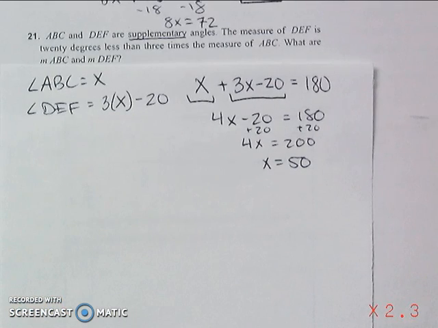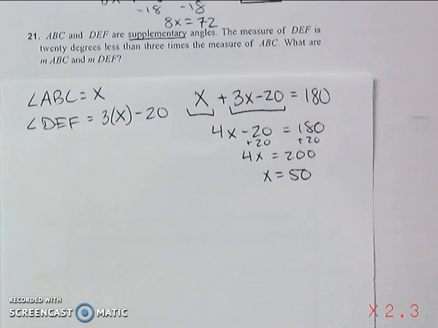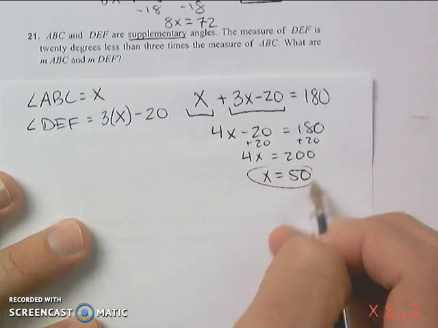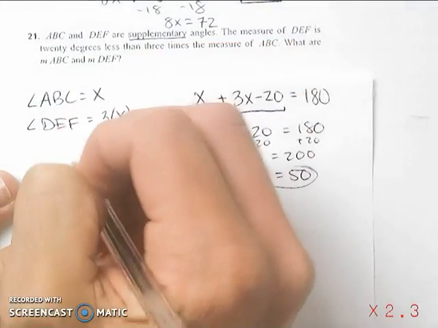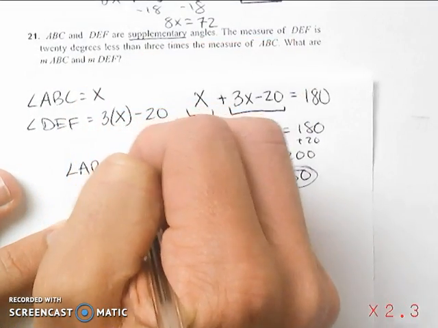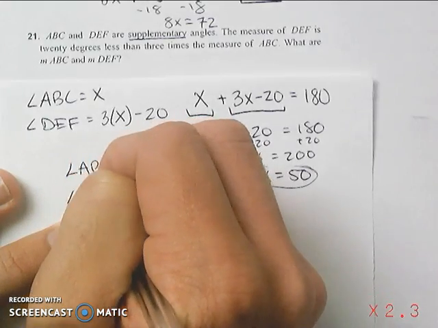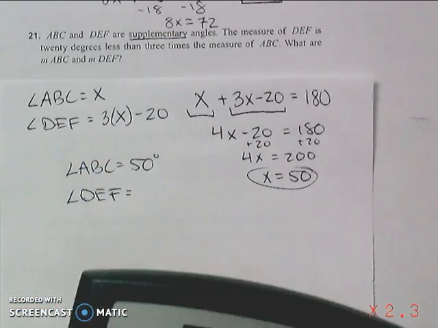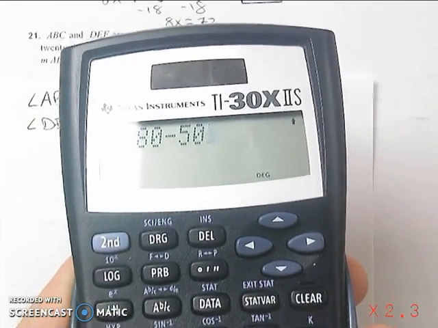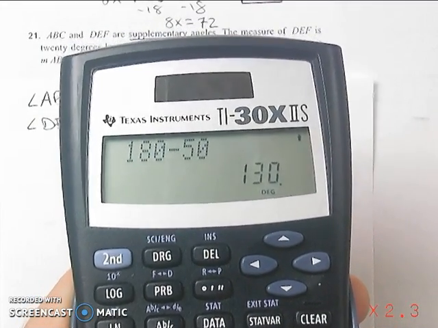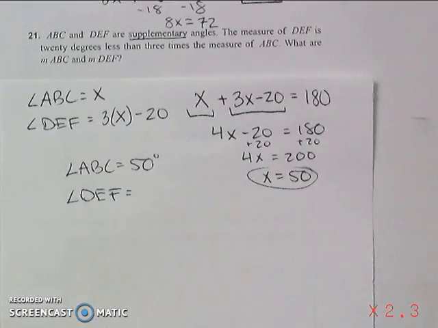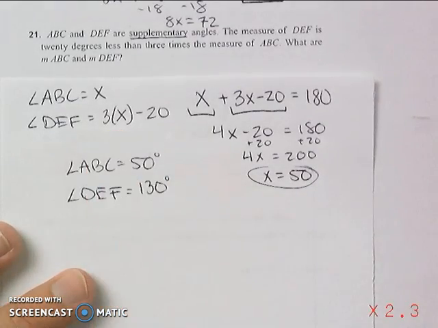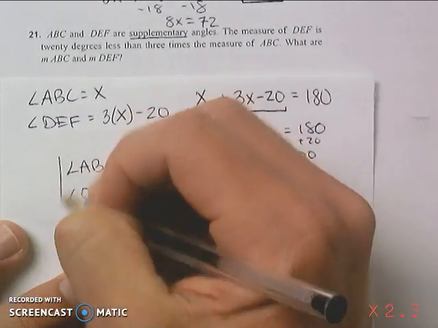Again, it then says, what are the two angle measures? Well, x is 50, so angle ABC is x, so it's just 50 degrees. And much like we just did on the last problem, if I take 50 away from 180, I should come up with our answer, which is 130. So DEF would have to be 130. If you plug that into here, you would get this answer. So there we are.